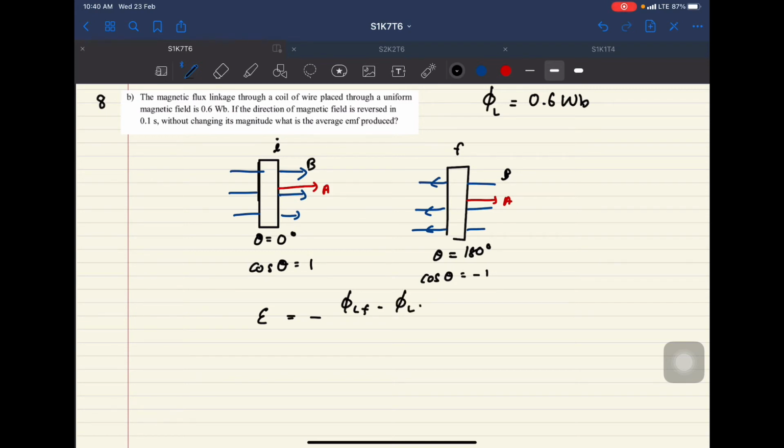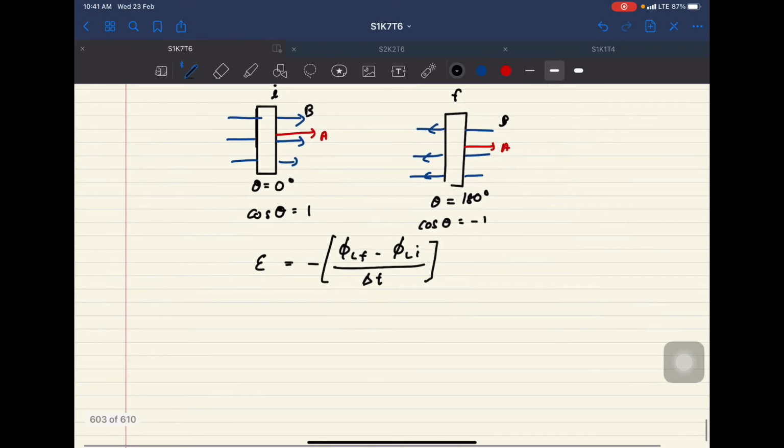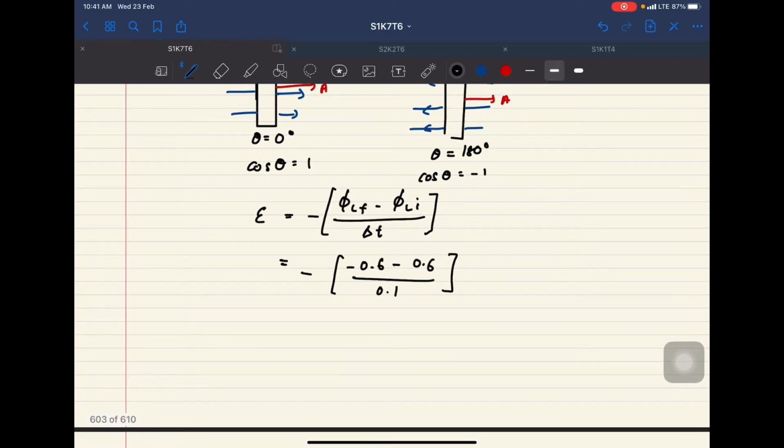The magnitude is the same, it's just that the direction is changing. Okay, so final EMF is equals to negative 0.6 minus this one is positive. So this is the final, this is the initial, divided by change in time, which is 0.1 second. So negative 1.2 divided by 0.1 is 12, and then it becomes positive 12 volt. So the magnitude of induced EMF is equals to 12 volts.